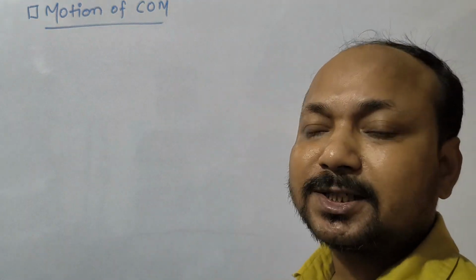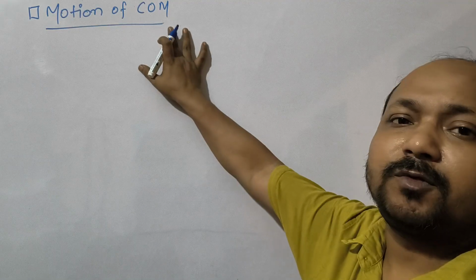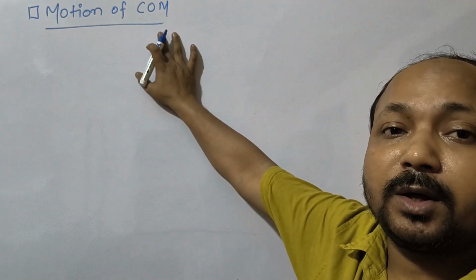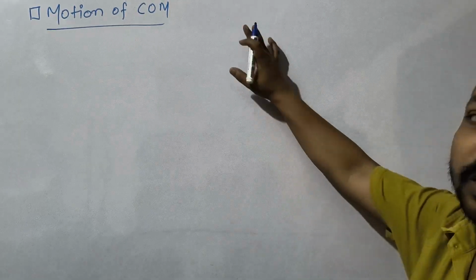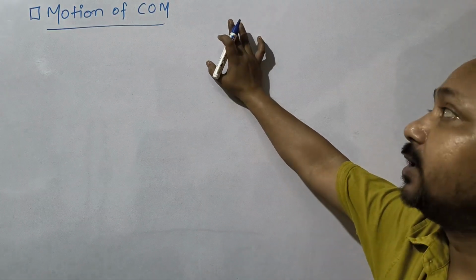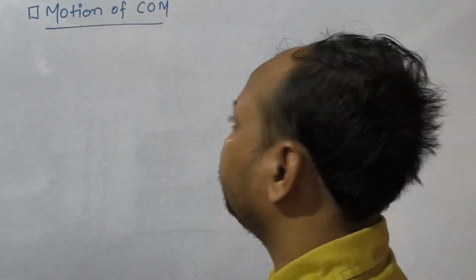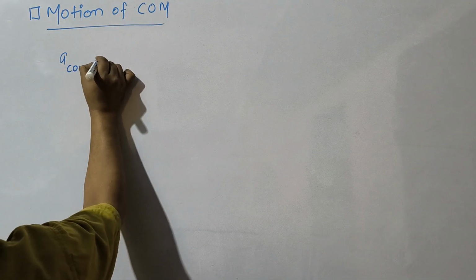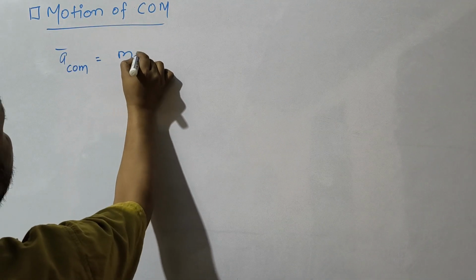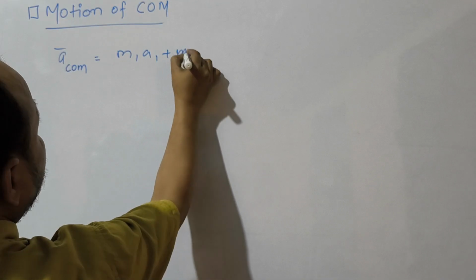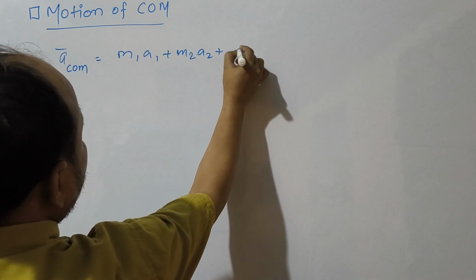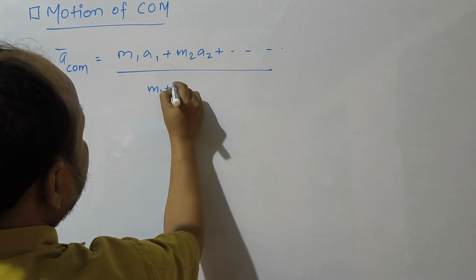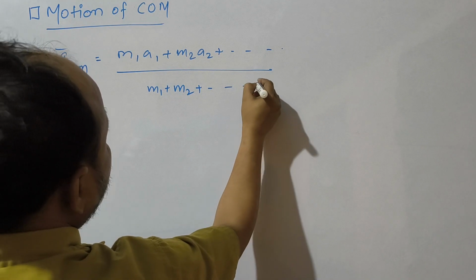Okay, so let's start the topic, which is one of the important topics for conservation of linear momentum also. Let's see what is happening in motion of center of mass. As we know, the acceleration of center of mass can be given as m1a1 plus m2a2 up to n number of discrete particles upon total mass m1 plus m2 plus mn.